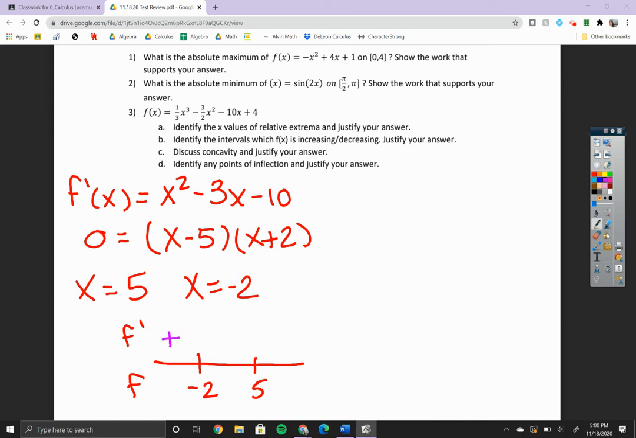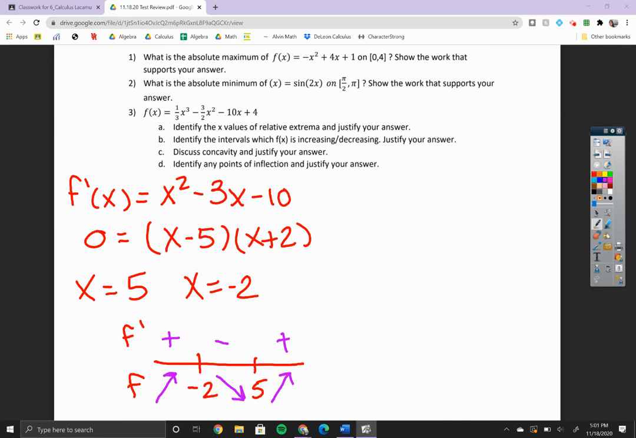Okay, now I need a number in between -2 and 5. The easiest choice here would be 0. If you plugged in a 0, you'd have -5 times +2, which would be a negative number. And then a number greater than 5, so I could say 10. I'd have 10 minus 5 is +5, 10 plus 2 is +12. So the first derivative would be positive there. And from what we learned with the first derivative test, when f prime is positive, it's increasing. F prime is negative, it's decreasing. Positive, it's increasing.